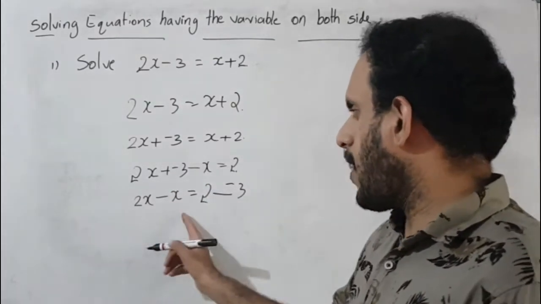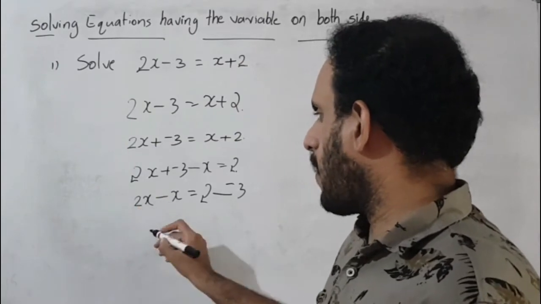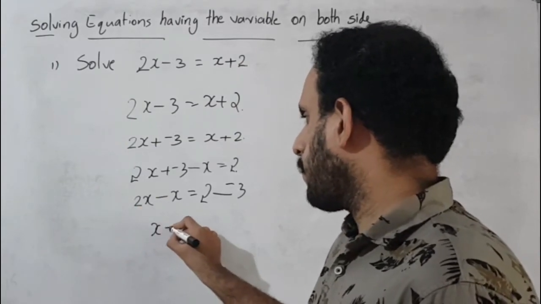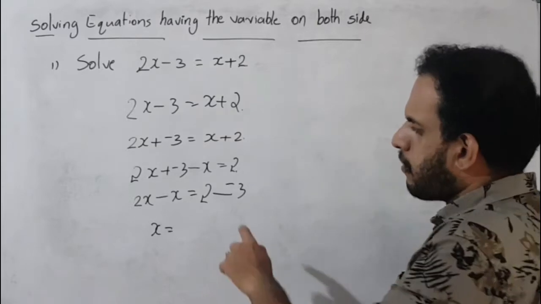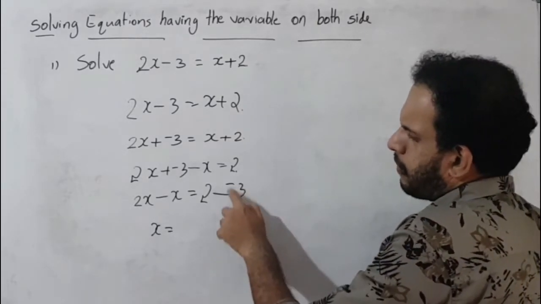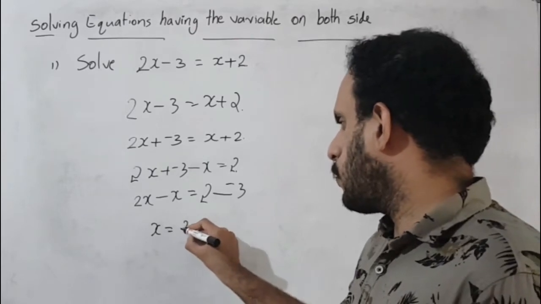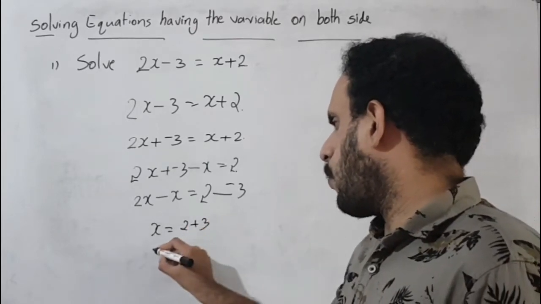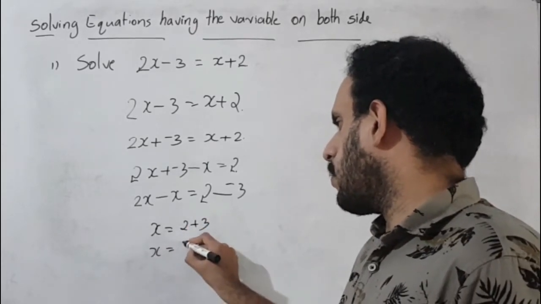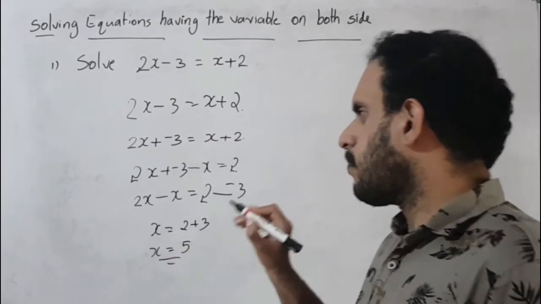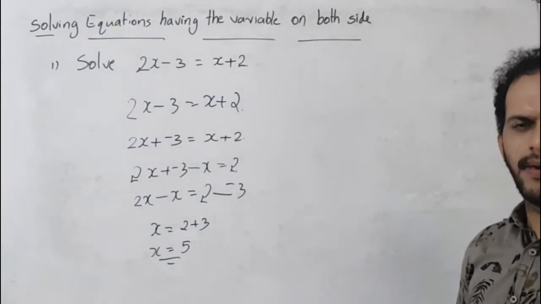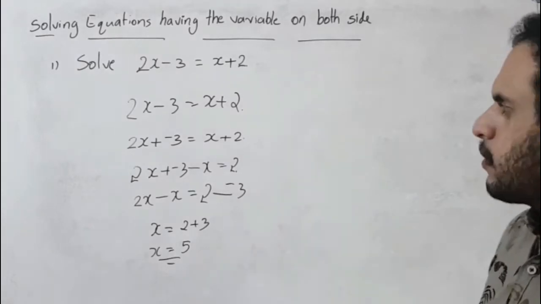Okay? Then 2x minus x. 2x minus 1x is equal to x. Is equal to, then if the two minus signs are near, then what is the change? That one is plus: 2 plus 3. So what is the value of x? x is equal to 5. x is equal to 5. Okay, that is one idea for doing the work.